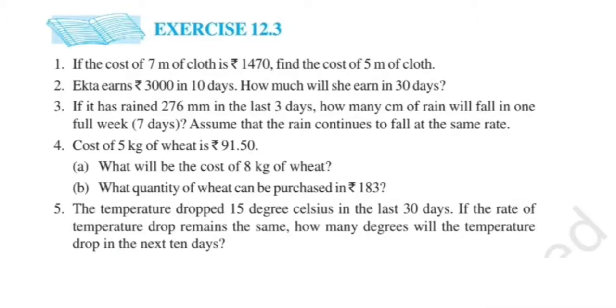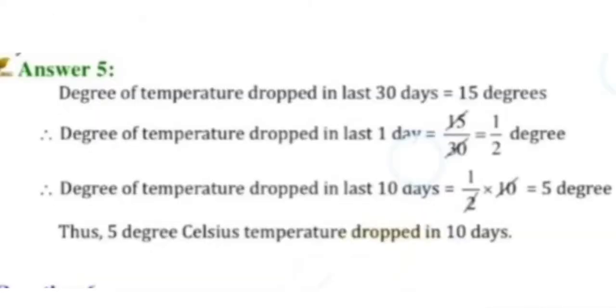Now see question number 5. The temperature dropped 15 degrees Celsius in the last 30 days. If the rate of temperature drop remains the same, how many degree will be temperature drop in the next 10 days? Now let's see the solution. So here degree of temperature dropped in last 30 days, this is given 15 degree.